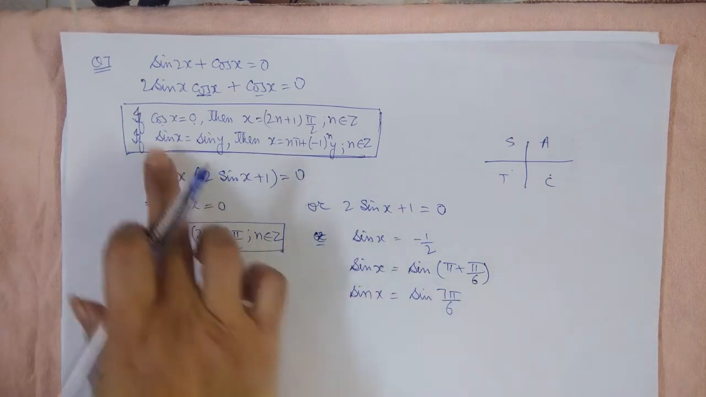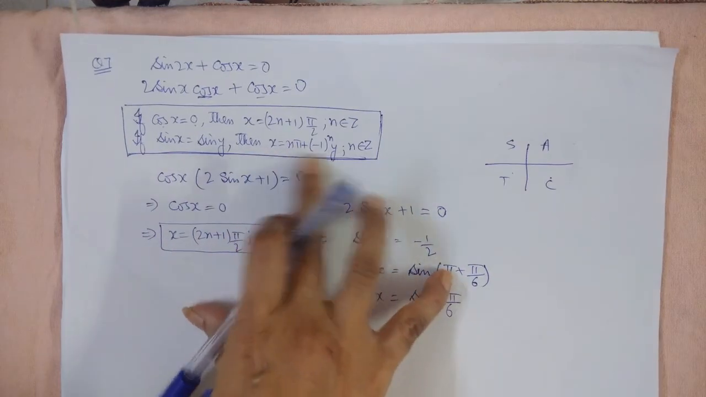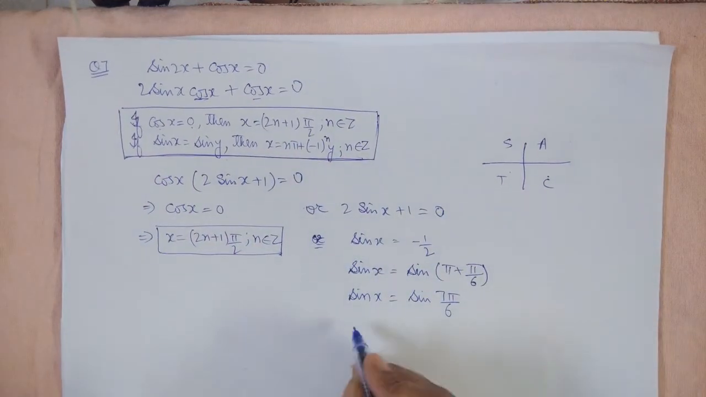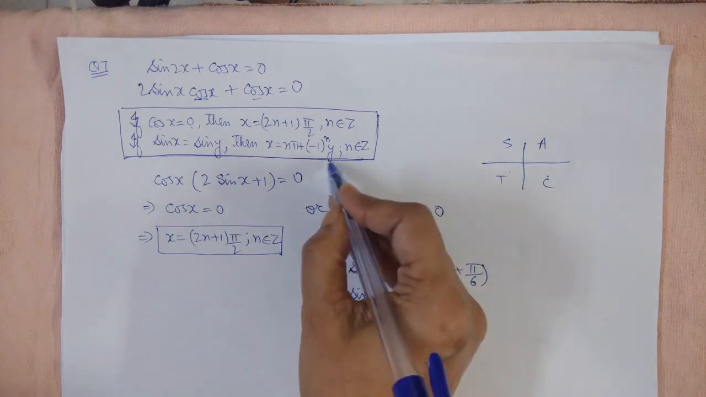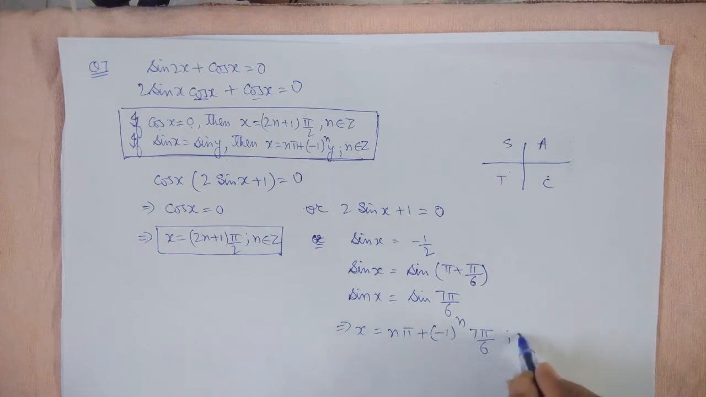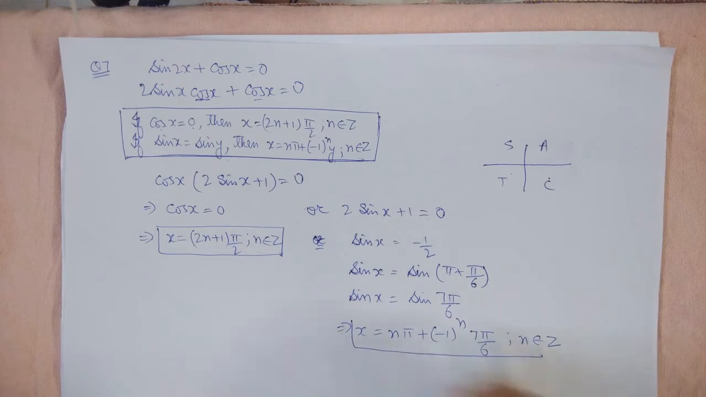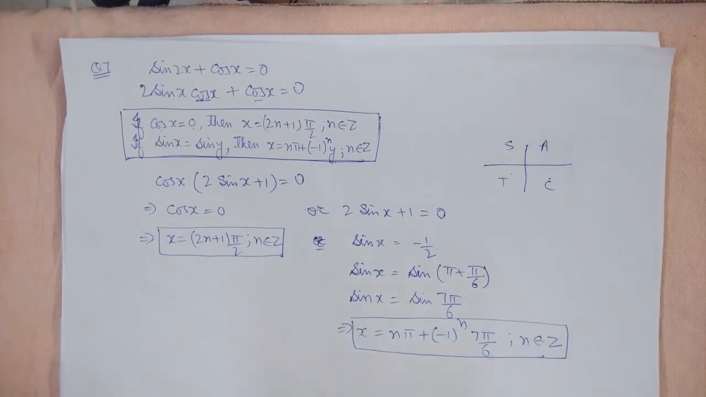Now, the concept of this: if sin x equals sin y, then x equals n pi plus minus 1 to the power n times y. So, here y is 7 pi by 6, where n belongs to Z. So, this is another general solution.